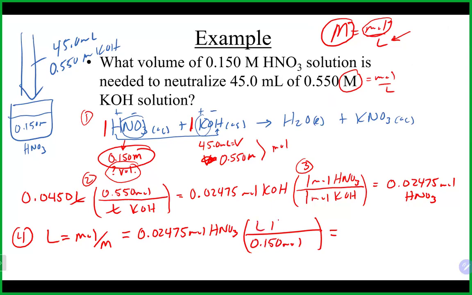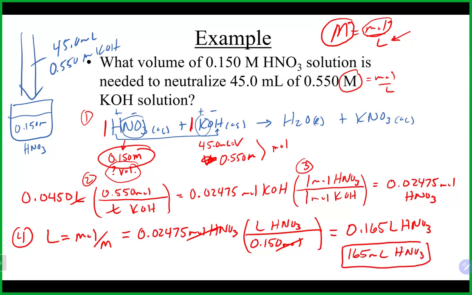And liters up on top, which is what we're looking for. Moles here will now cancel. And we'll take divided by 0.15, going to give us 0.165 liters of nitric acid, which if we convert into milliliters would be 165 milliliters of nitric acid by multiplying by 1,000 in this case. Again, same sort of 4 steps in a titration problem. We just use molarity on both ends. Any questions on that there?